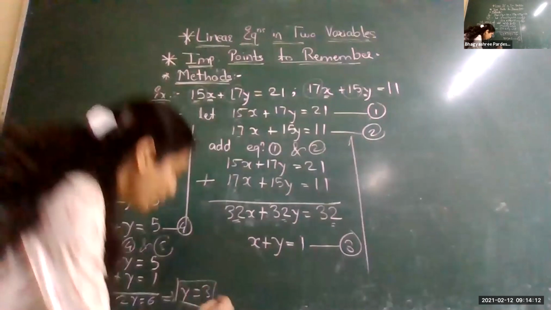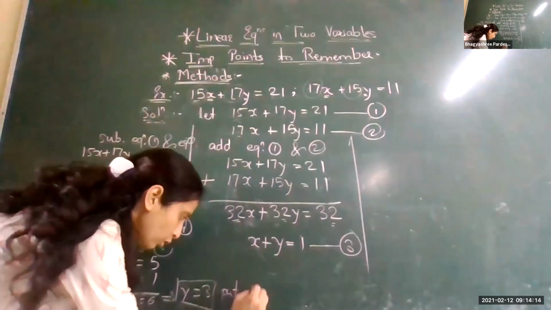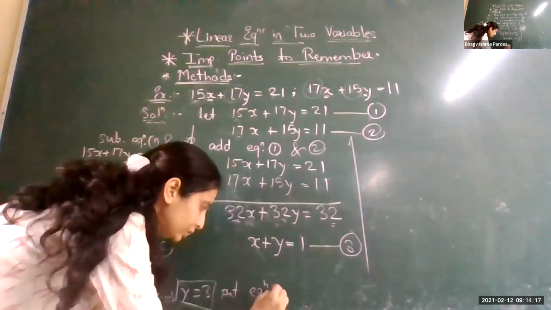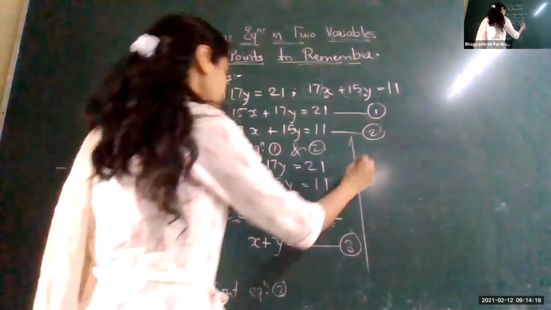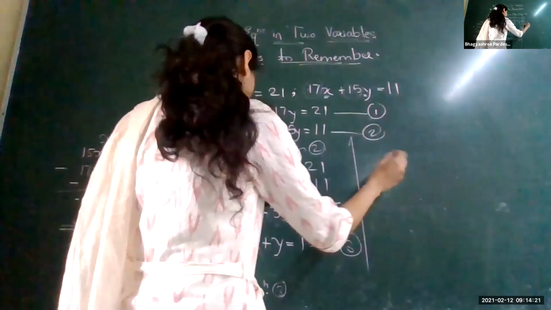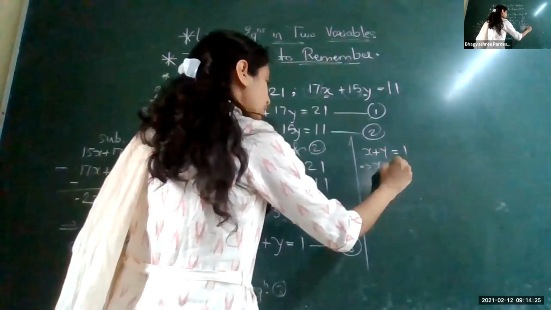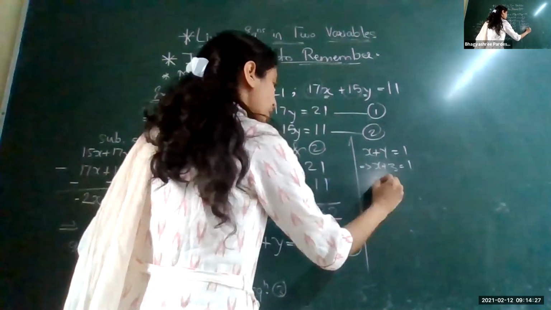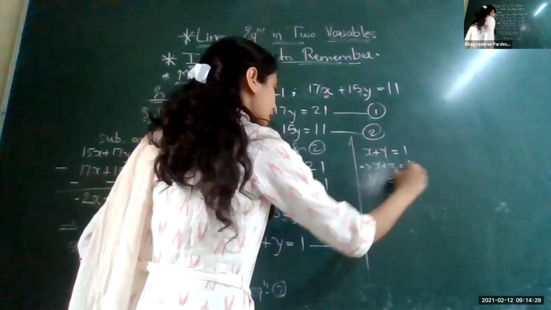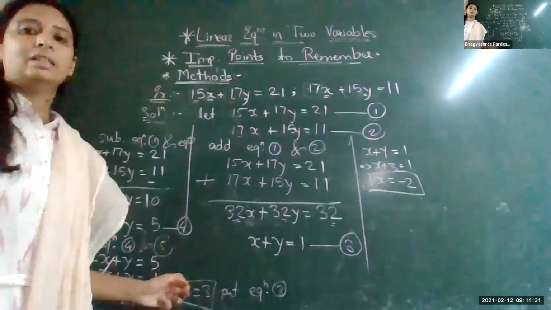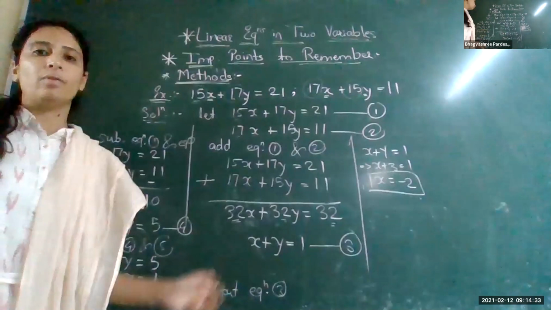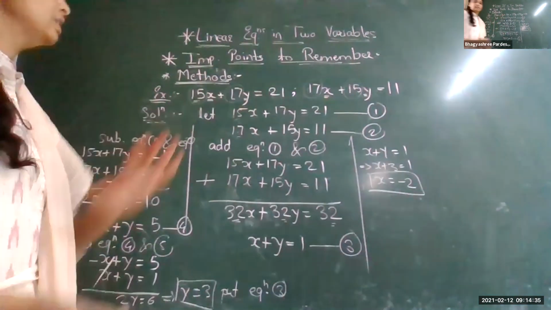Now put this y is equal to 3 in either of the equations. So I am putting it in equation number 3 now. So what do I get here? x plus y is equal to 1. So this implies x plus 3 is equal to 1. So x is equal to 1 minus 3. That is, x is equal to minus 2. So these are nothing but our required solutions for this given linear equation.